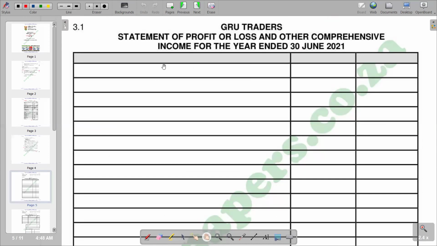It is very important to take note of where we are supposed to start and where we are supposed to end. You need to know the layout of the statement of profit or loss. You are supposed to start with your revenue, entering it according to the information you are given. So I'm going back to our information.